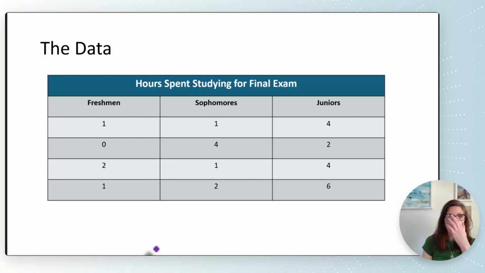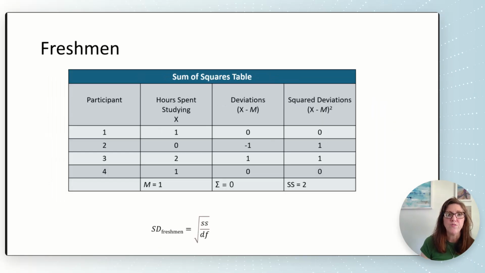So we're going to start with a little shortcut with a completed sum of squares table so that we can compute the standard deviation and then move towards our final goal, which is putting all the pieces together and creating an APA style interpretation, making sense of this group comparison, communicating the patterns that we see. Okay, so we'll start with freshmen. Here's their sum of squares table.